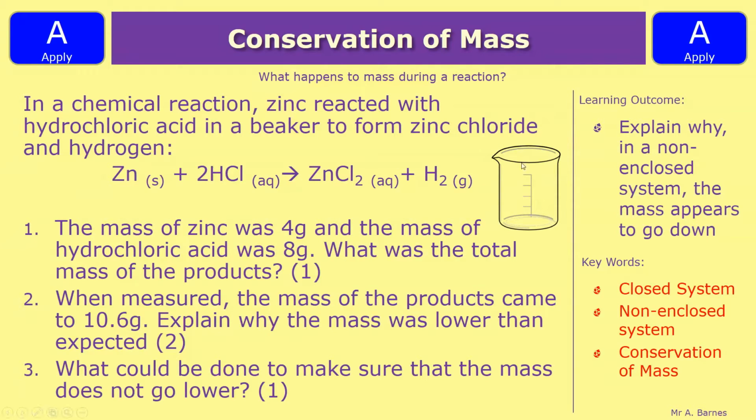So bear in mind, this isn't asking you for zinc chloride or hydrogen, it's asking for both of them together. Question 2. When measured, the mass of the products came to 10.6 grams. Explain why the mass was lower than expected. So think back to what we've gone through this video and see if you can answer it. The clue for you is it's in a beaker. And then finally, question 3. What could be done to make sure that mass does not go lower? So to make sure it stays at what it should have been and what you calculated in question 1. Pause the video, have a go at the question, and we'll see how you've done in a minute.